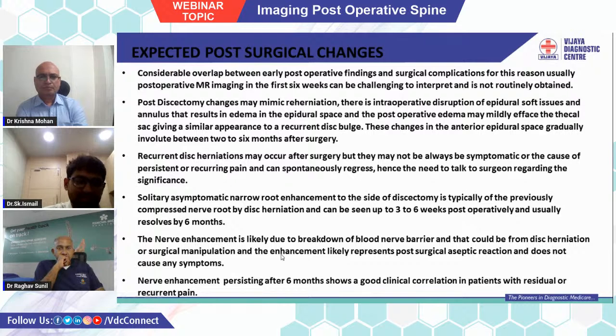And also nerve root enhancement, because of the breakdown of the blood-nerve barrier due to surgical manipulation or disc compression, especially on the ipsilateral side, can be seen up to 6 months following surgery. So nerve root enhancement up to 6 months after surgery is not always the cause of the patient's pain. Nerve enhancement which persists after 6 weeks has a high correlation with persistent or recurrent pain.